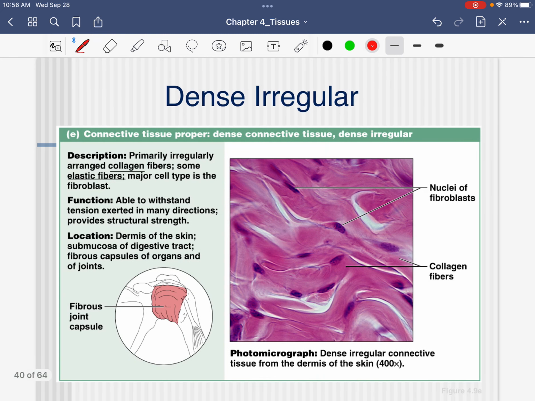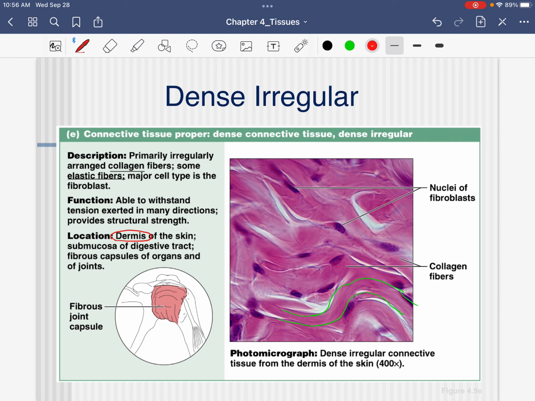Dense irregular, on the other hand, still has pretty thick collagen fibers, but they're just not parallel to each other. So I'm outlining a collagen fiber, right? But in dense irregular connective tissue, the fibers are not parallel to each other. One place where we find dense irregular is in the dermis of the skin, underneath the epidermis, the dermis of the skin.